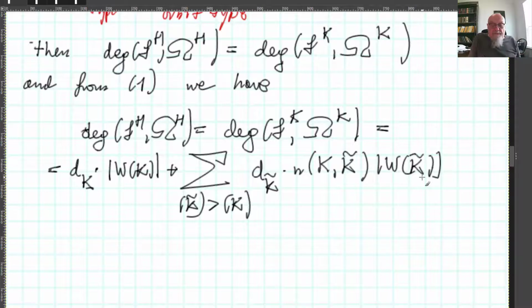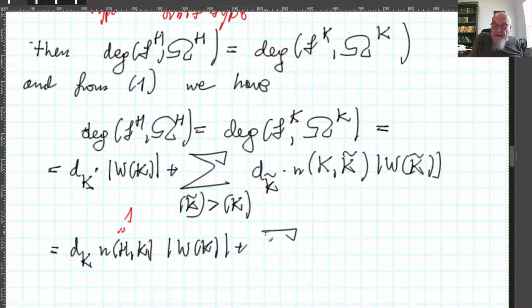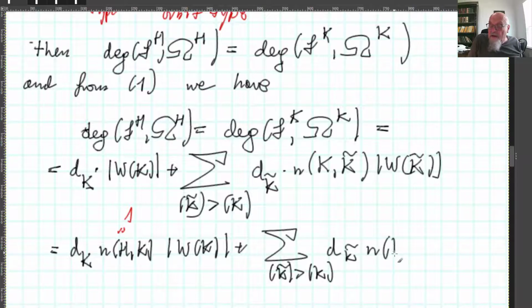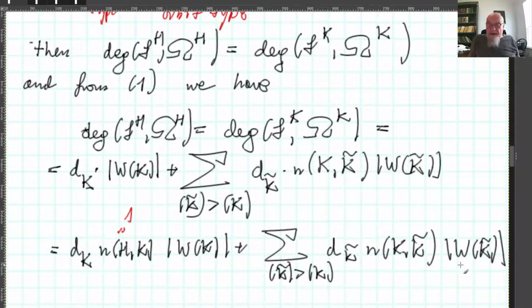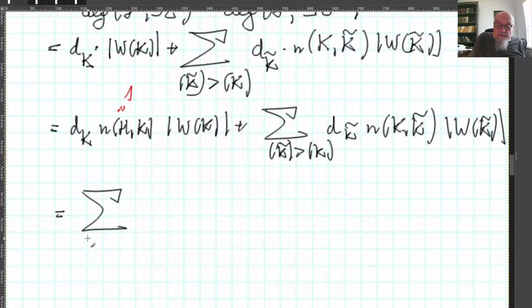But then I look here. We just showed in particular that actually this one is also equal to dk, and I can put here n hk because we notice this one is equal to 1. So I put here wk plus that one is equal, k tilde larger than k, and this is dk tilde times n k tilde wk tilde.